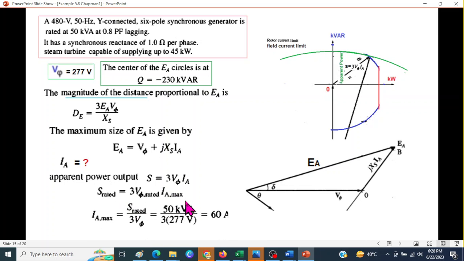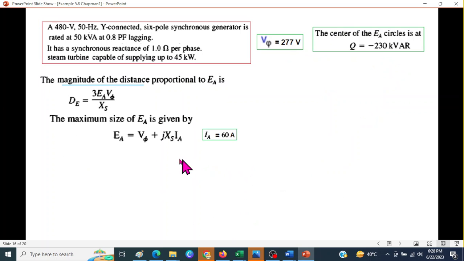In the book he has written the rated current and rated voltage, etc., but the formula remains the same. So 50 kVA divided by 3, divided by V_phi. The armature current is now 60 ampere. So this is the magnitude of the current. We have found the magnitude, 60, but we need to find the phase angle. The phase angle we can find from the power factor, lagging.